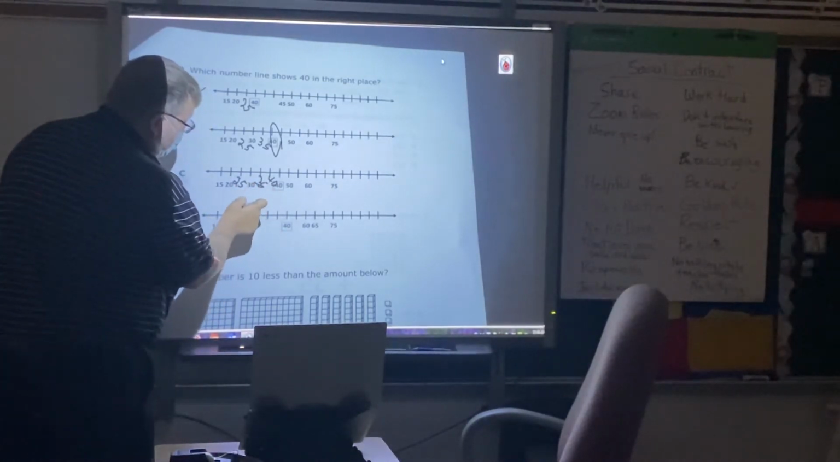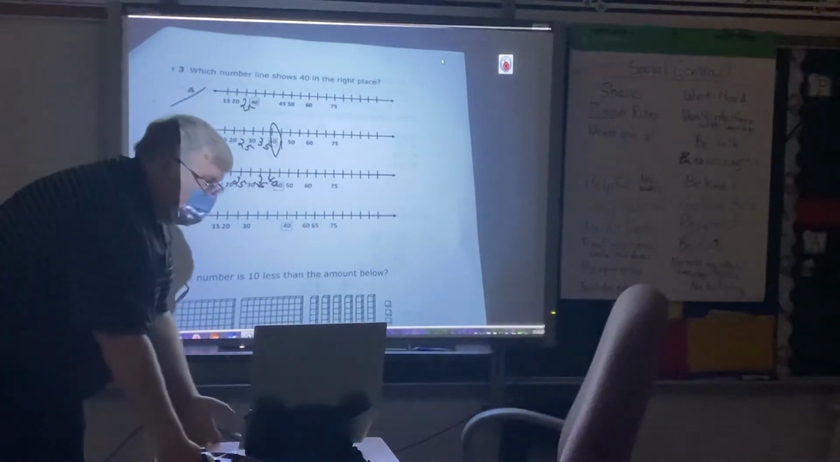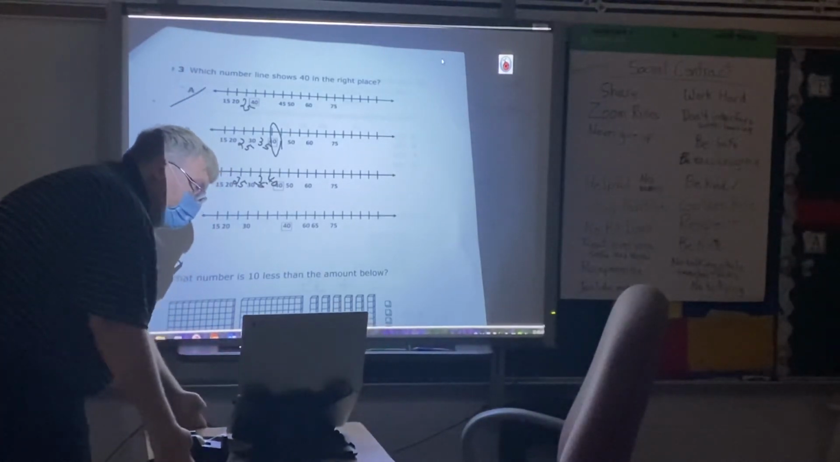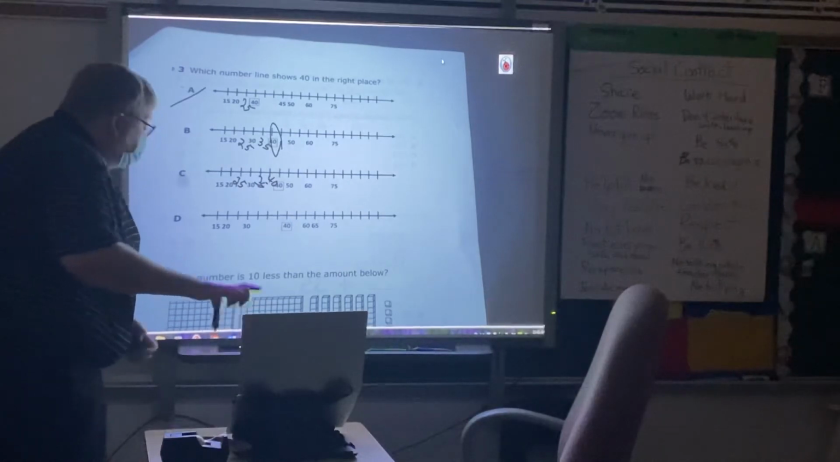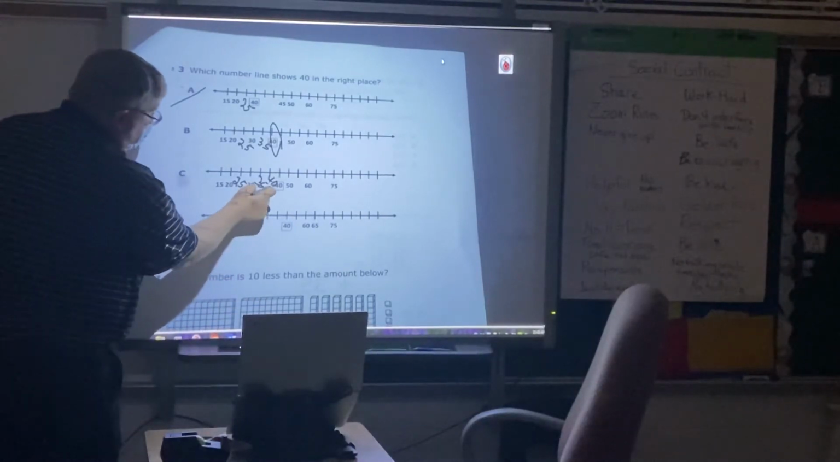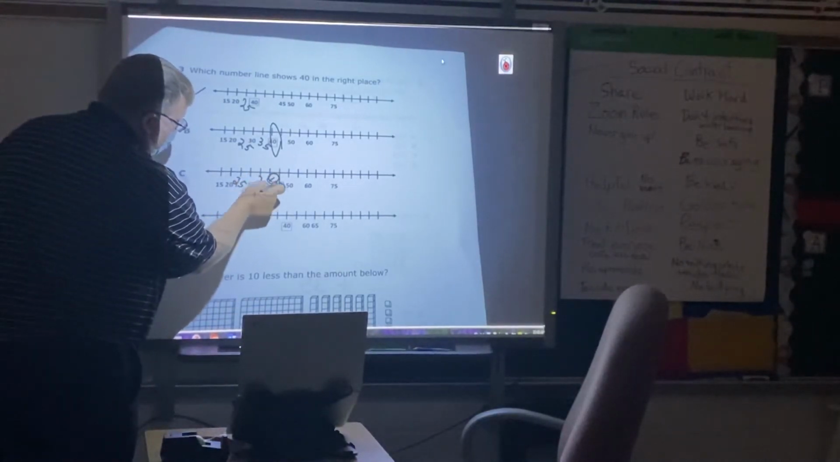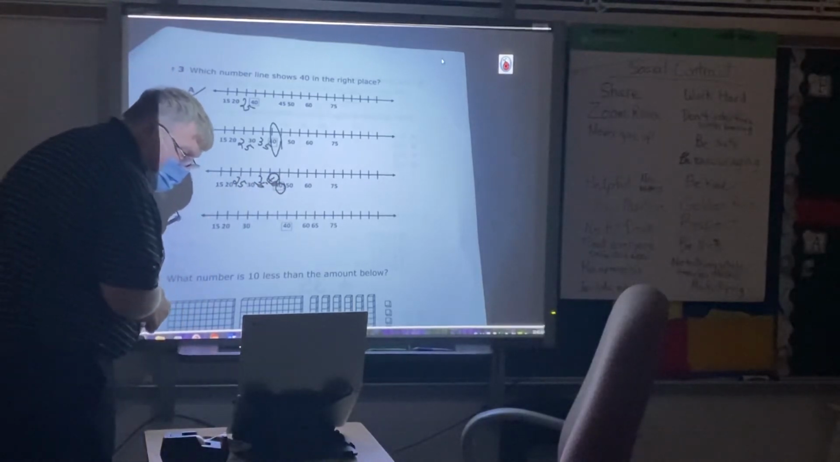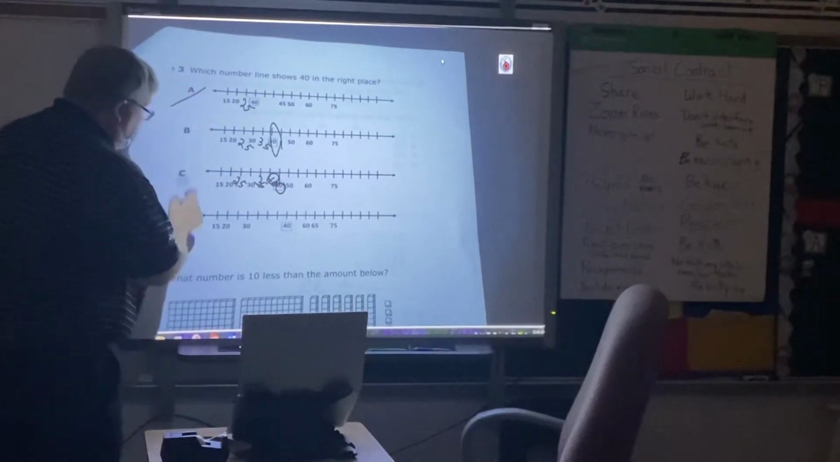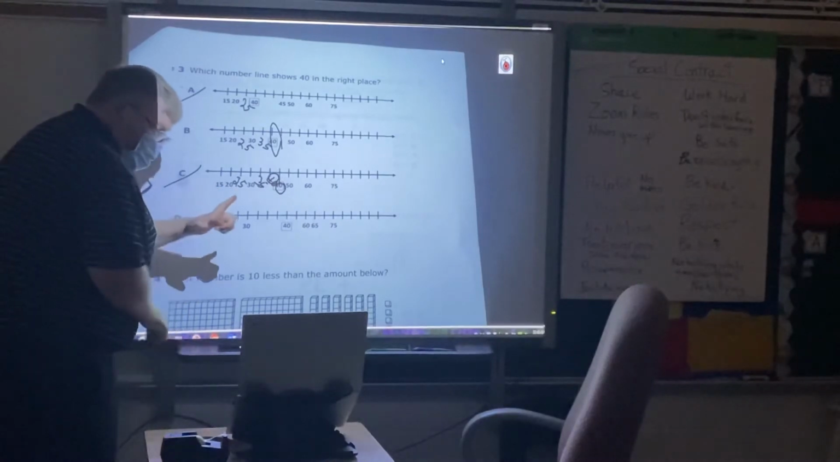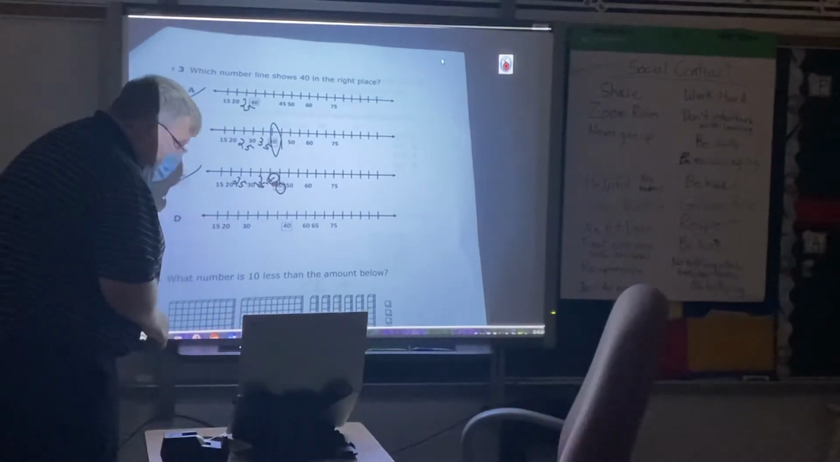Can you see that? How many 40s are there? There's a 40 here and a 40 here. Can you do that on a number line? No. No, you can't have 2 40s on a number line. You can only have one. So that's a problem. All right?